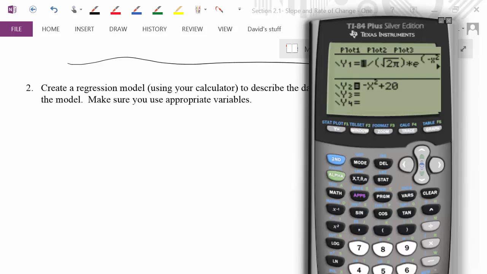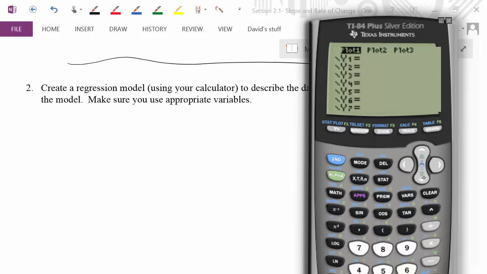Any old stuff, clear it out, get rid of it. We don't need it. Now, to look at data that we put into our statistics tables, we need to have the calculator plot them for us. Now, if nobody's goofed up your plots, if they're still in defaults, you see right up here it says Plot 1. All we're going to do is arrow up, hit enter. Now our calculator will graph those values for us.